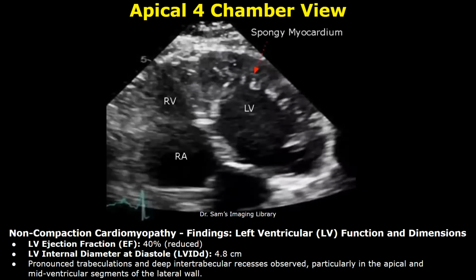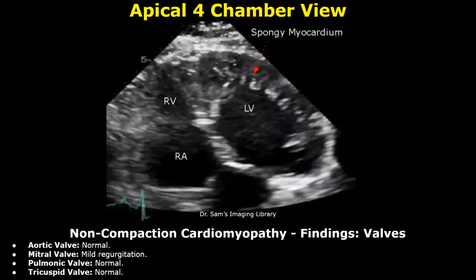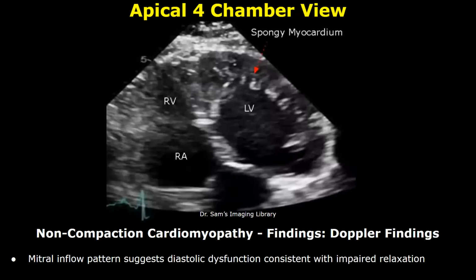Pronounced trabeculations and deep intertrabecular recesses observed, particularly in the apical and mid-ventricular segments of the lateral wall. The left atrial diameter is 4.6 centimeters. It is enlarged. The aortic, pulmonic, and tricuspid valves are normal, but in the mitral valve, mild regurgitation is noted. Mitral inflow pattern suggests diastolic dysfunction consistent with impaired relaxation.